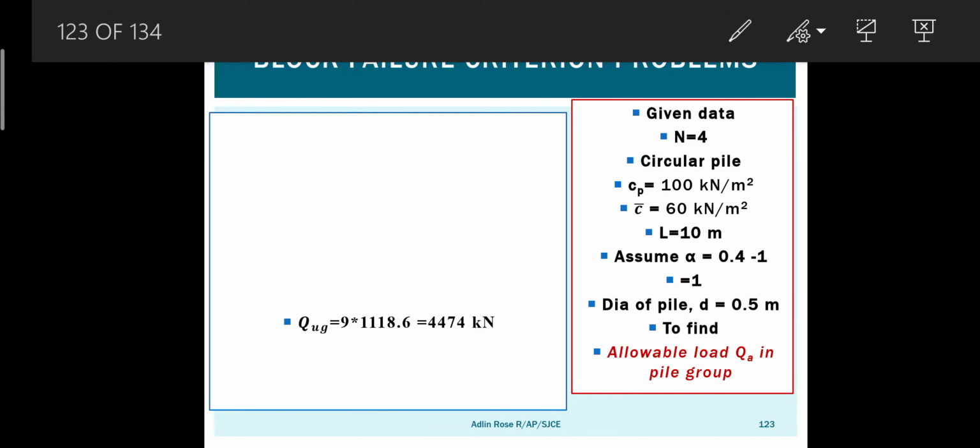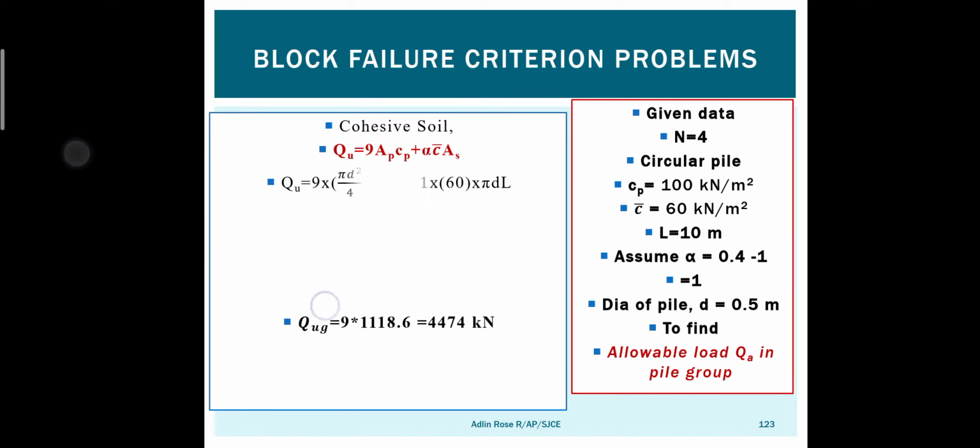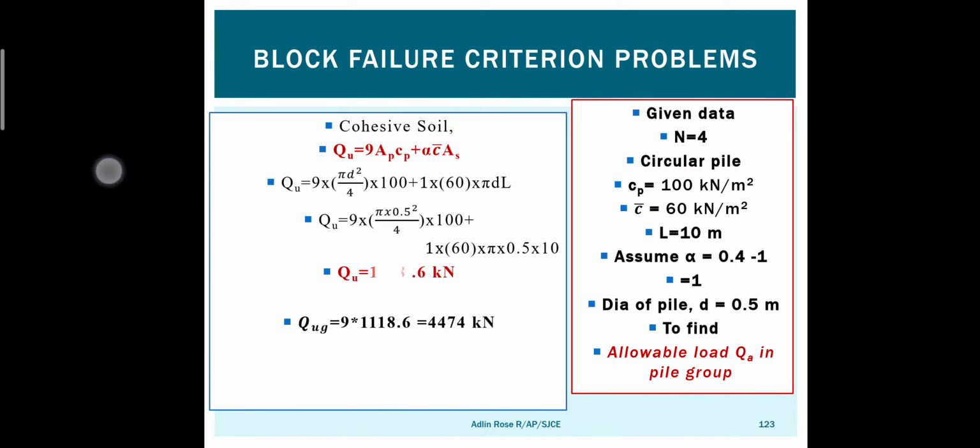1 into 60 into pi into 0.5 into 10. So 1118.6 kilonewton. Now Qug, group pile capacity, is equal to N into Qu.